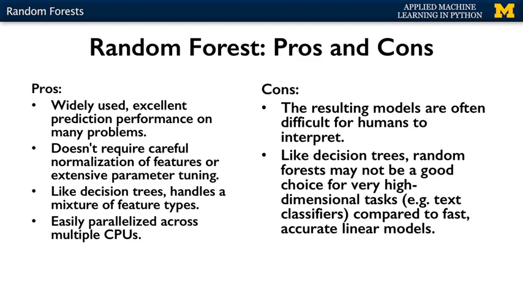On the negative side, while random forests do inherit many of the benefits of decision trees, one big difference is that random forest models can be very difficult for people to interpret, making it difficult to see the predictive structure of the features or to know why a particular prediction was made. In addition, random forests are not a good choice for tasks that have very high-dimensional sparse features, like text classification, where linear models can provide efficient training and fast, accurate prediction.